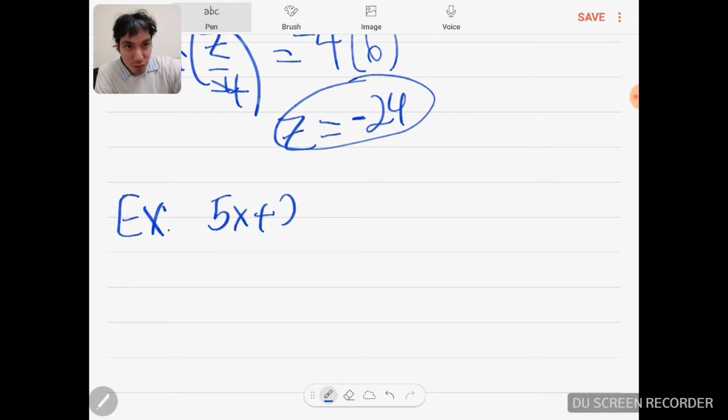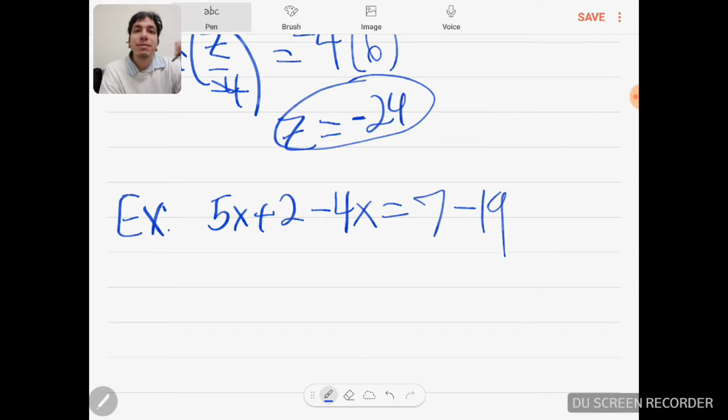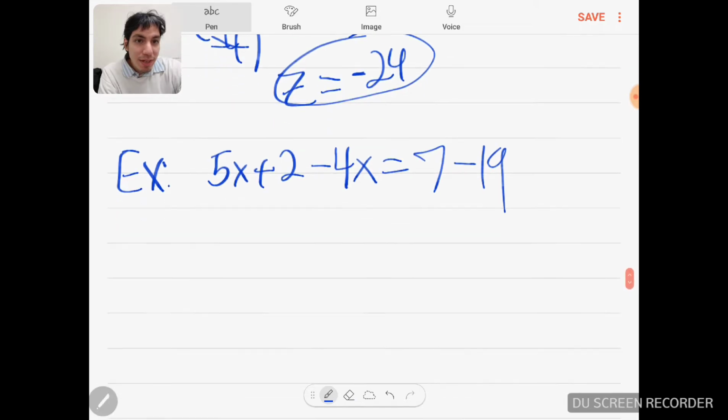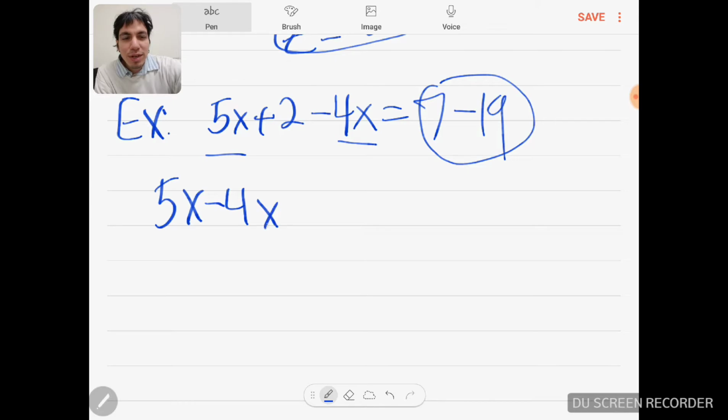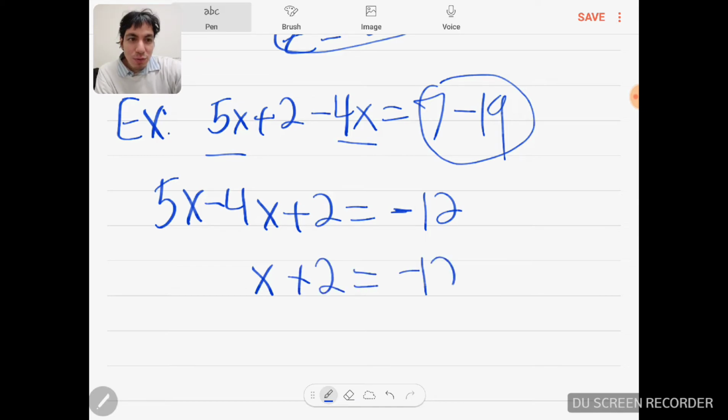5x plus 2 minus 4x equals 7 minus 19. Okay, so let's review. First step you want to do is combine like terms. So what am I combining? I'm combining the numbers here, and I'm also combining the x's as well. So let me reorder this as 5x minus 4x plus 2. And I'll combine 7 minus 19 gives me negative 12 as my answer. I'm going to combine these two now. I'm left with x plus 2 equals negative 12.